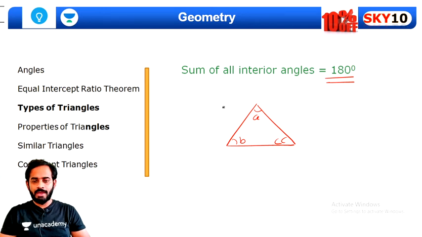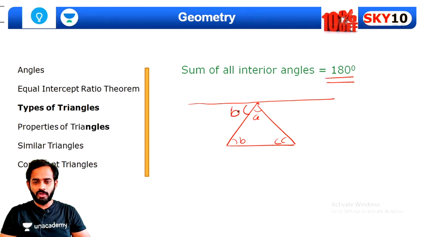Now if we draw a line parallel to the base passing through this vertex, this angle and this angle will be the same, B, because they are alternate interior angles. Similarly, this angle is C because they are alternate interior angles.